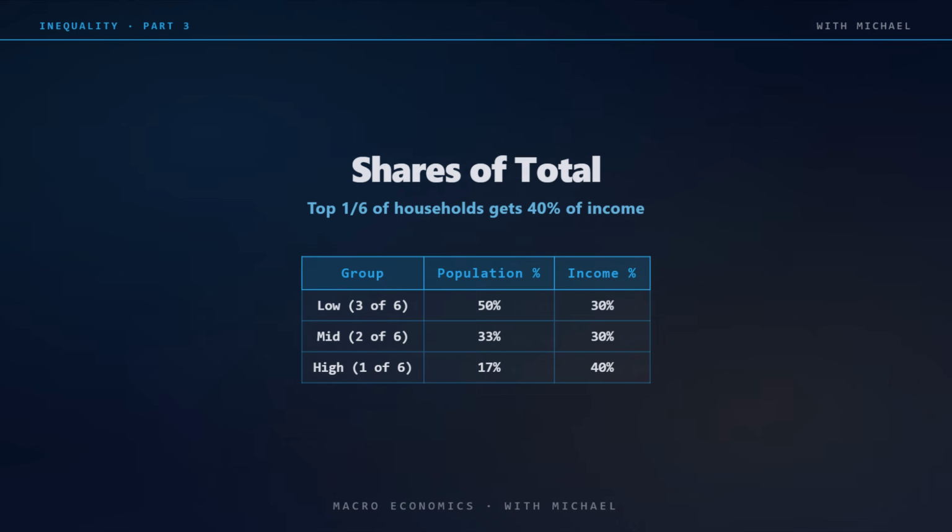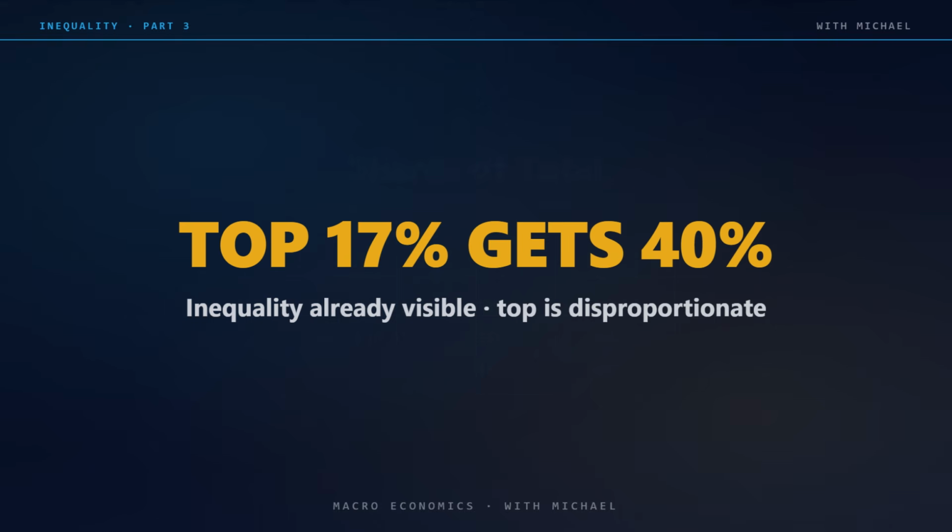So we have 6 households dividing 10,000. The bottom half, 3 out of 6 households, gets 30%. The middle third, 2 out of 6 households, gets 30%. The top sixth, 1 out of 6 households, gets 40%. The top sixth gets a disproportionately large share. Already we can see inequality emerging from this simple example.